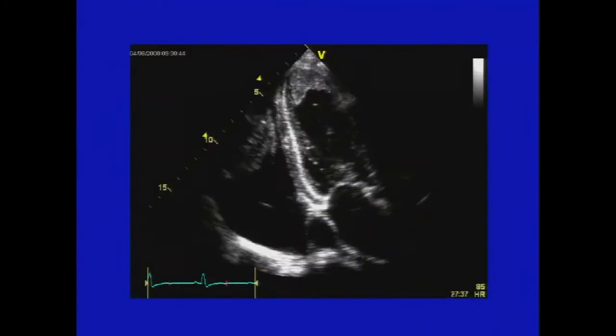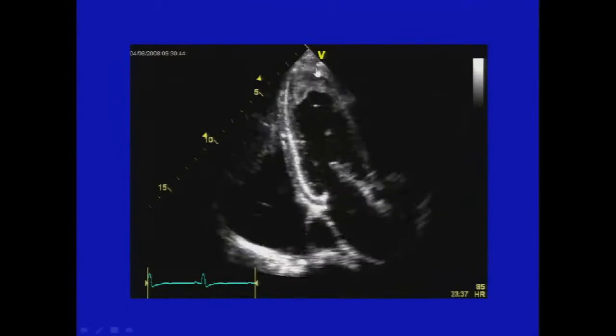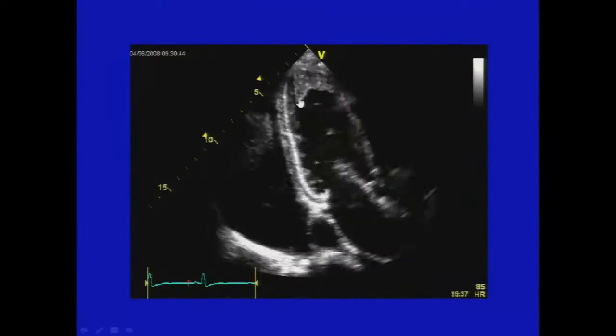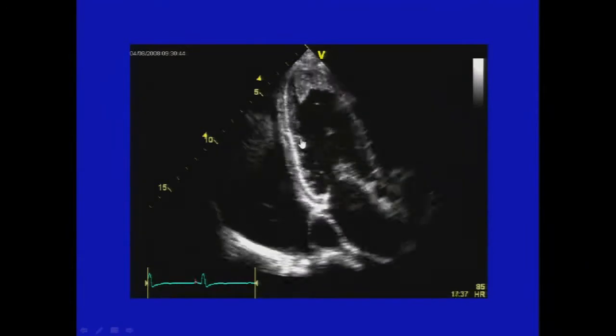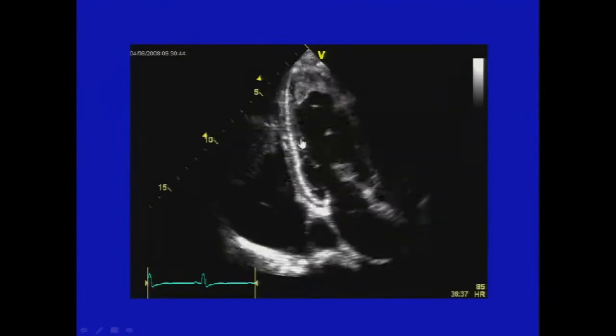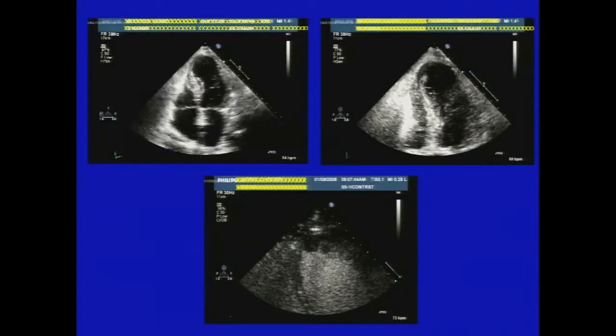Here's a moving picture of a patient who has significant left ventricular dysfunction with apical dyskinesis. And you can see this protruding mobile mass at the left ventricle, which is highly consistent with the presence of a left ventricular apical thrombus. Here's a patient who's had an anterior apical myocardial infarction.